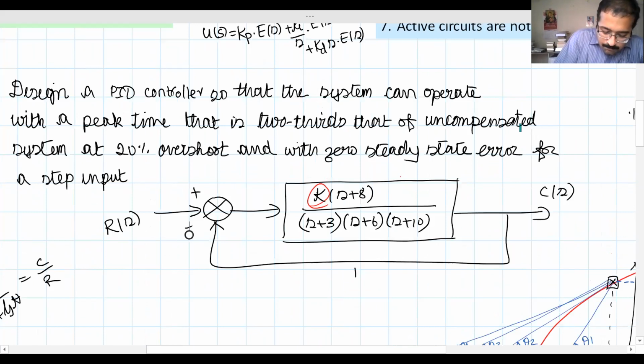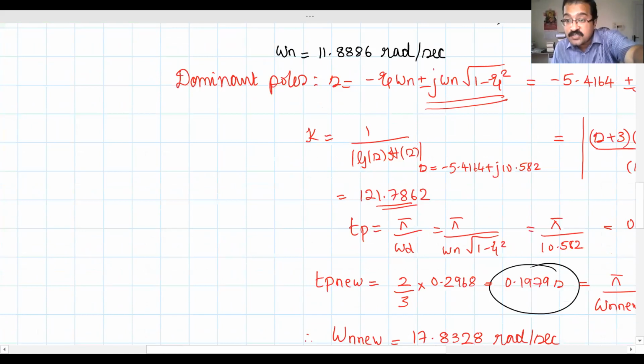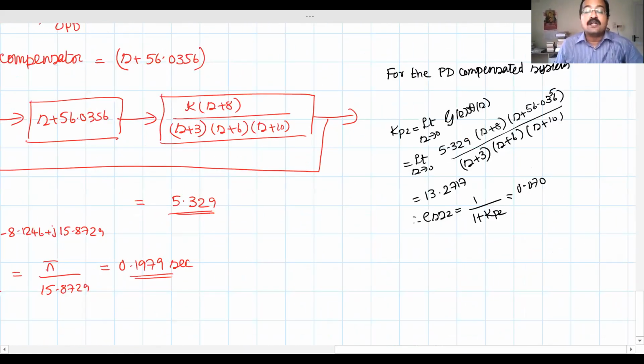Peak time, that is 2/3 that of the uncompensated system at 20% overshoot. That part is done. Now what next? And with 0 steady state error for a step input. Okay, so we have seen that there is some error here, right? It is not at 0, right? What is our error? ESS2, it was 0.07. That should be made 0. How? By adding a PI compensator.